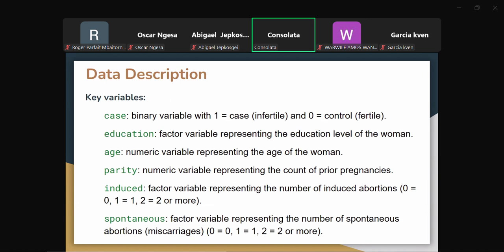So the key variables in our data set, there is the case, this is our outcome, which is either infertile or fertile. Education, age, parity, induced abortion, spontaneous abortion, all these are predictor variables. And you'll notice that education, induced abortions, and spontaneous abortions are factor variables. And then we have age and parity as numeric variables.